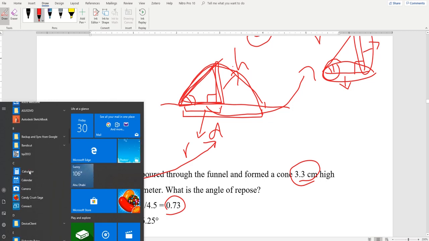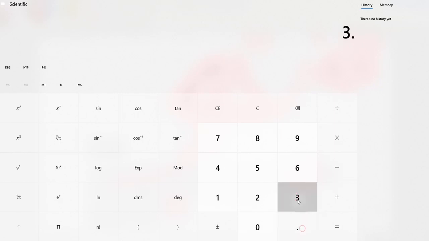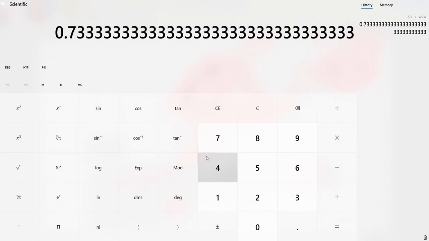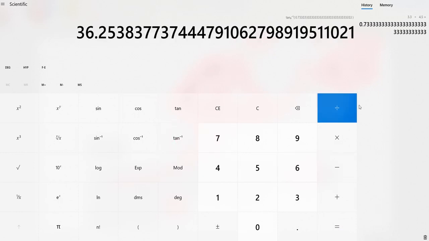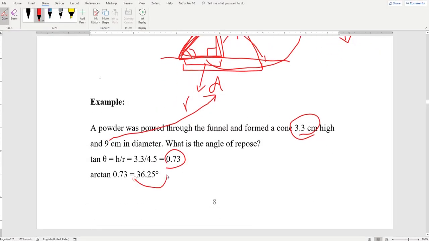So on the calculator, we said 3.3 divided by 4.5, and then arctan, and you will get the angle, which is 36.25. Okay, so the angle is 36.25. Now, is this a small angle or a high angle?